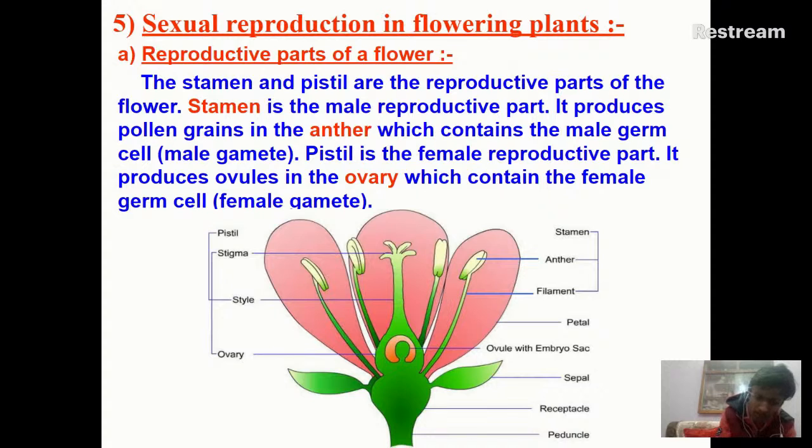that is pollen grains, as you can see in the chat, guys. I am pinning these both messages.